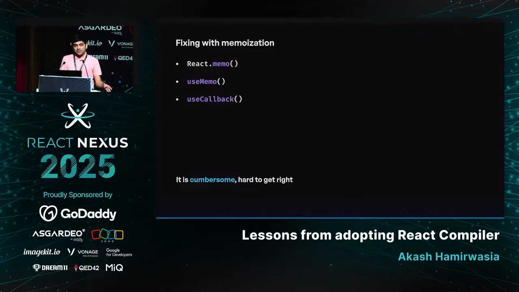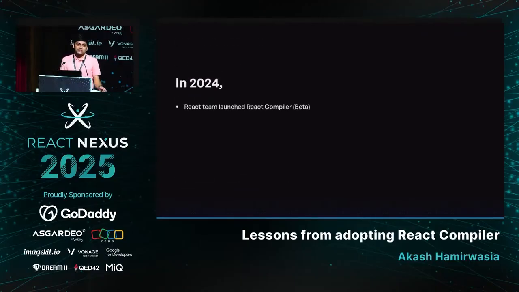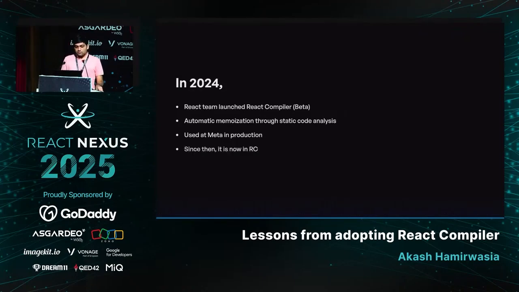Now, to combat this, in 2024, the React team launched React Compiler in beta. And what this does is it applies automatic memoization in your React code base through static code analysis. Now, this is being used in production at Meta. So it's no longer an experiment or a tool, it's already in production. And soon we will also be adopting it in our own projects. Today, in 2025, React Compiler is in RC, which means most of the work is already done. The next step is to make it stable. So now is a good time to give it a try if you haven't and see how it works with your code bases.